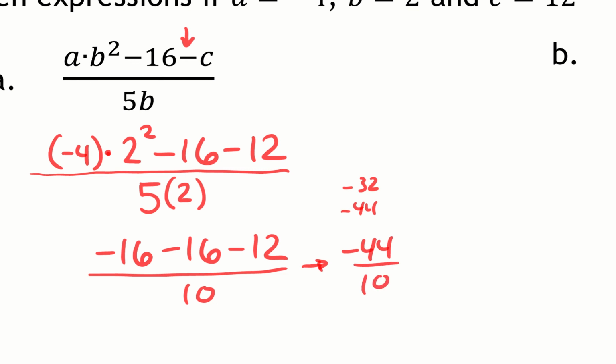I do know both of those can be divided by 2. 10 divided by 2 is 5, and negative 44 divided by 2 is negative 22. So it looks like it's negative 22 fifths, and there is a decimal equivalent to that that's pretty reasonable, so you could probably just write down negative 4.4, and that would work as well.